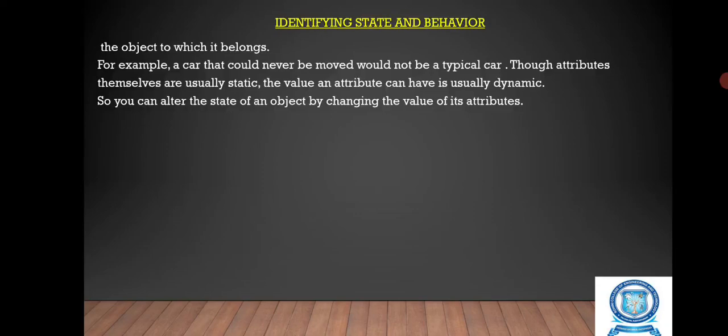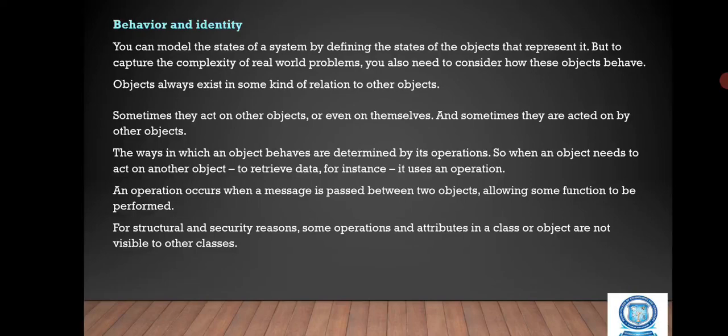When identifying the state and behavior, the object to which it belongs should be noted. We can model the states of the system by defining the states of the object to represent it. Sometimes they act as the object, or sometimes they act as themselves. The ways in which the object behaves are determined by its operations. The object needs to act as another object to retrieve data. For instance, it uses an operation. An operation occurs when a message is passed between the two objects, allowing some function to be performed.